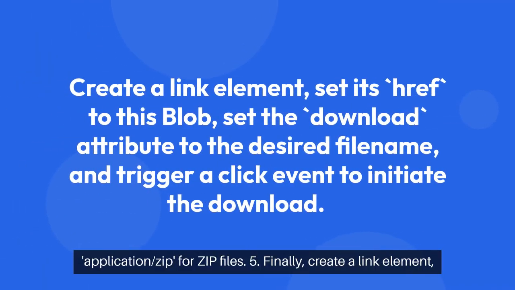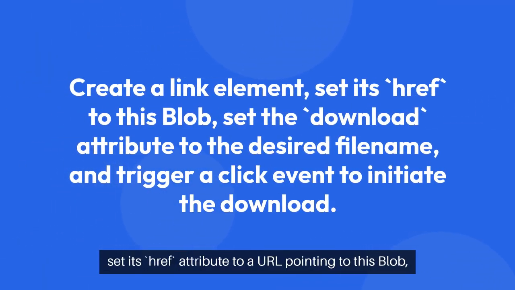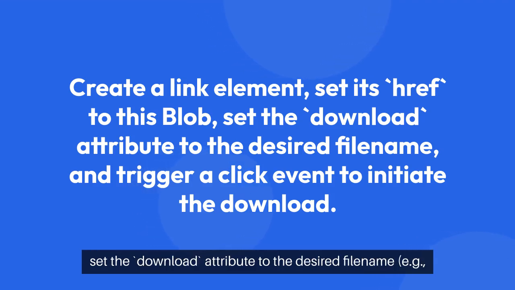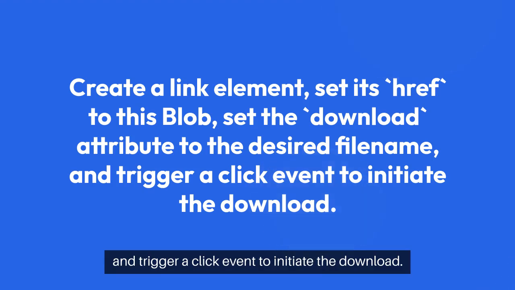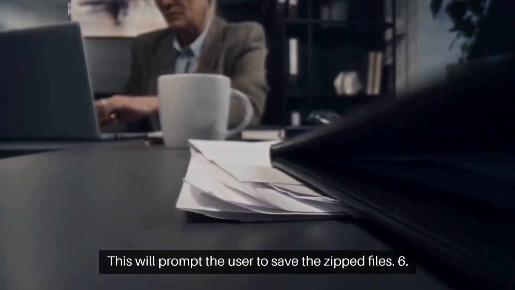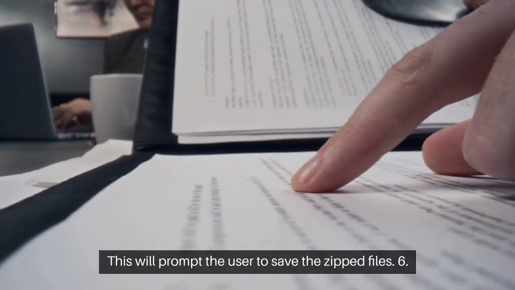5. Finally, create a link element. Set its href attribute to a URL pointing to this blob, set the download attribute to the desired file name, e.g. myexcelarchive.zip, and trigger a click event to initiate the download. This will prompt the user to save the zipped files.